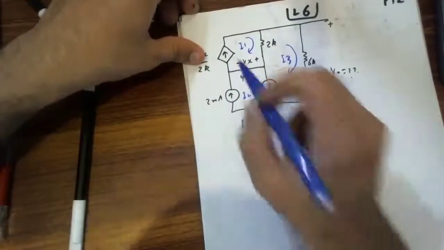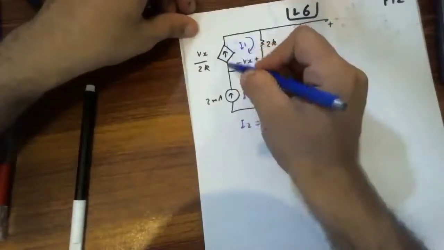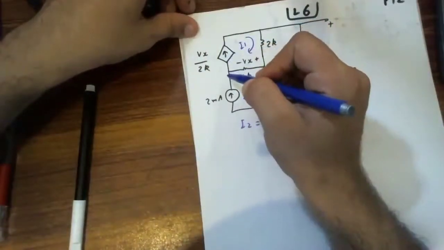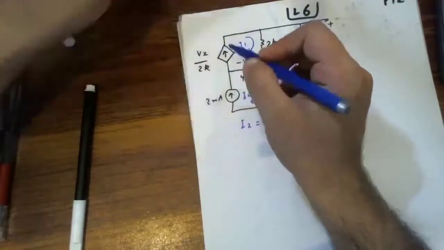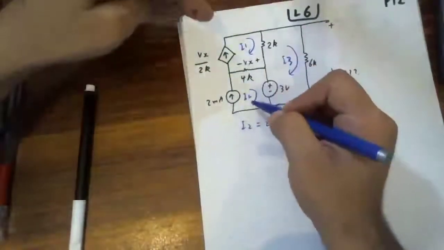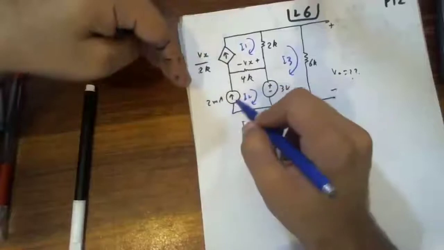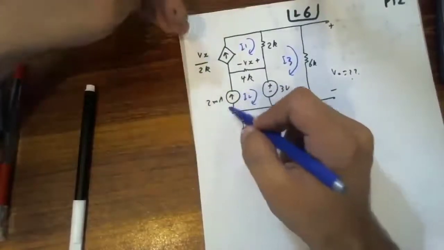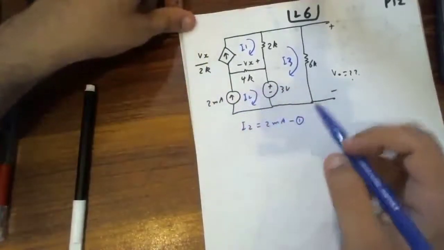Question number 1. In this branch, the current from bottom to the top. यहाँ पे भी bottom to the top. I2 is from bottom to the top. And in this branch, the current from bottom to the top is 2 milliampere. So I2 is equal to 2 milliamperes.